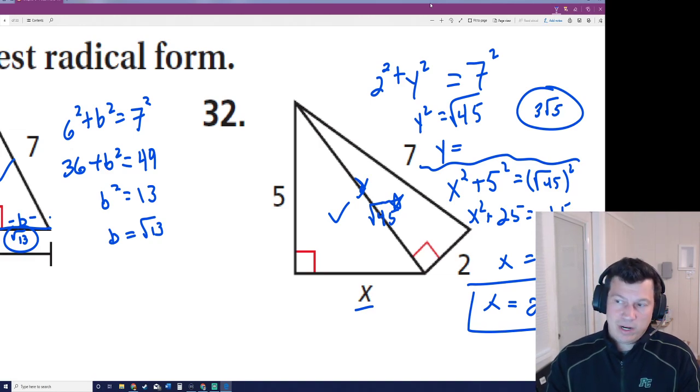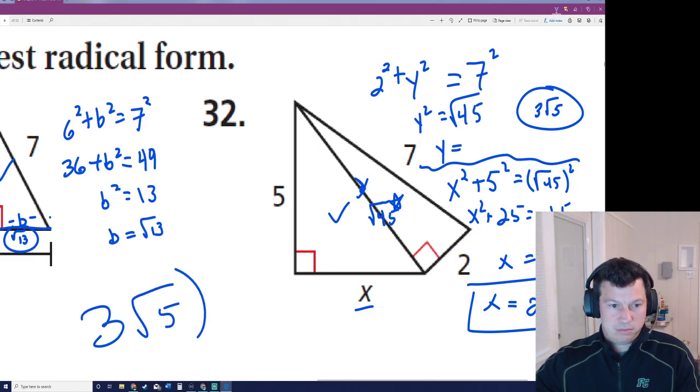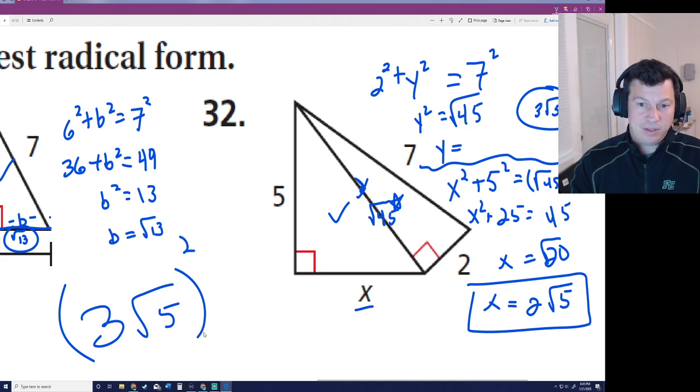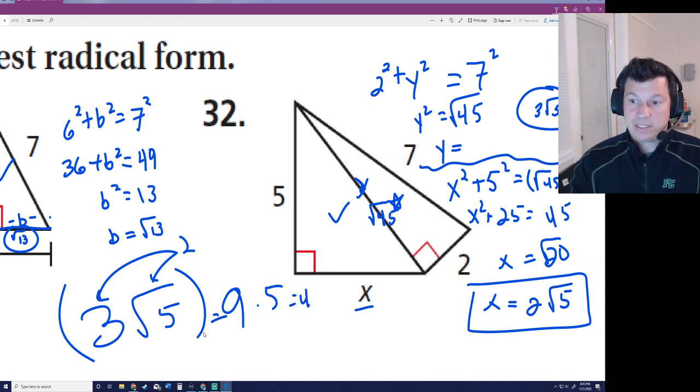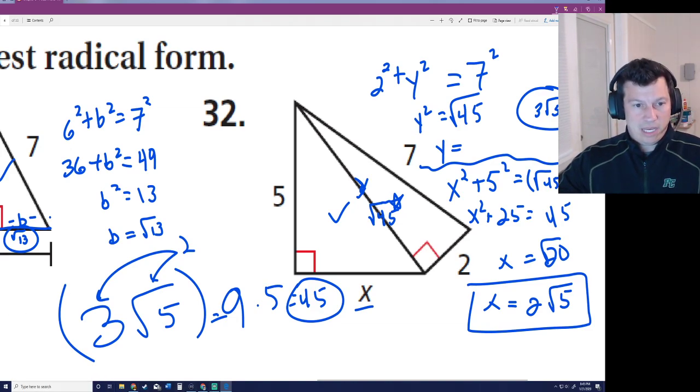Again, if you ended up making it 3 radical 5, that's perfectly fine. The only thing you want to make sure you're doing is when you square 3 radical 5, you square the 3 and square the radical 5, so that's 9 times 5, which is equal to 45. So it still ended up being the same thing. I'm just saying, if you know what was coming, you could think ahead.